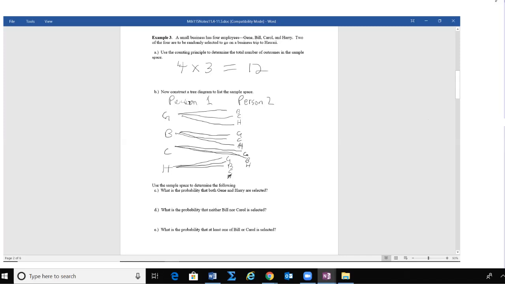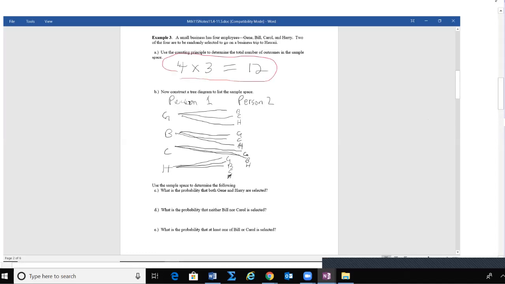So I built a tree here. Now, first of all, before I even do that, I know how many points will be on this tree. For the first person selected, there are 4 people that could go in that first position. Once one of them is selected, you still have 3 left for the second ticket, or second person chosen. So 4 times 3 is 12. So we have 12 different ways that people can win these tickets, so to speak. We'll assume they want to go to Hawaii. That's kind of a prize.